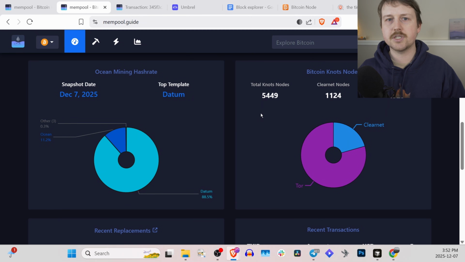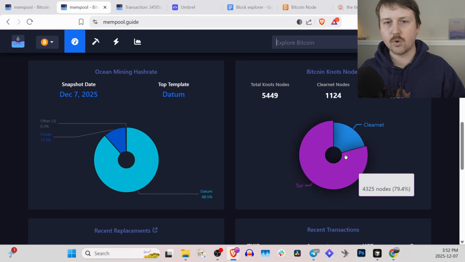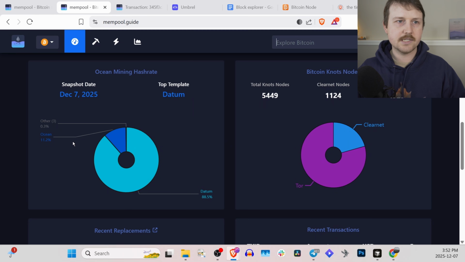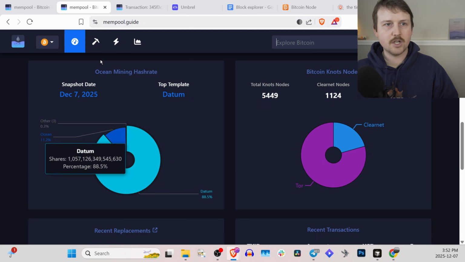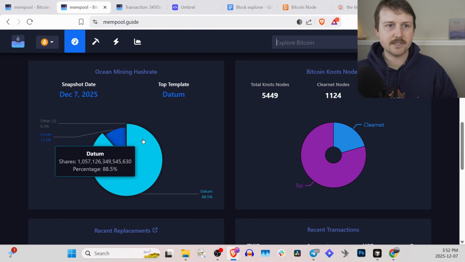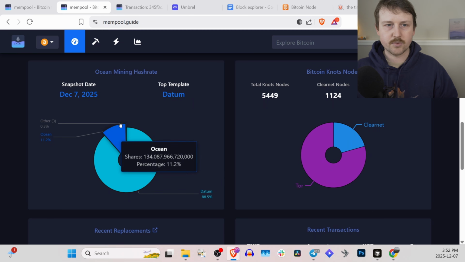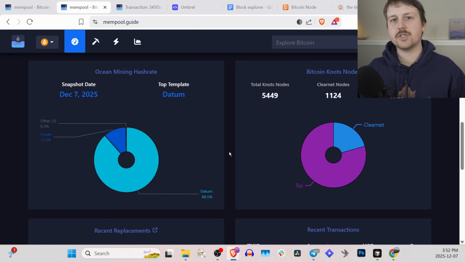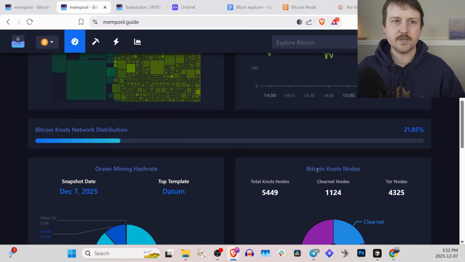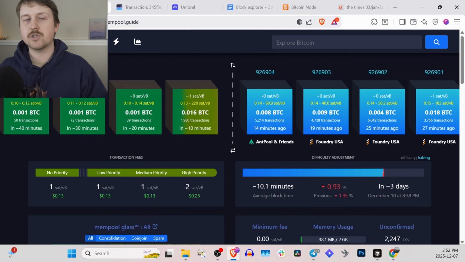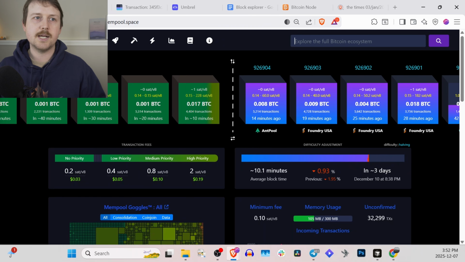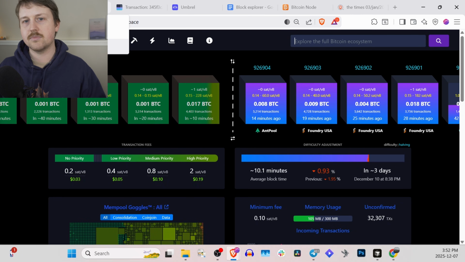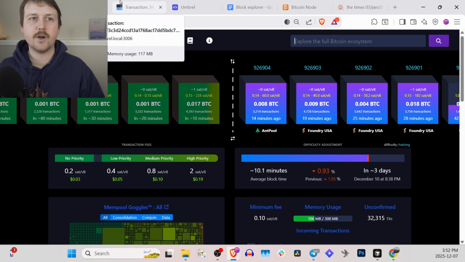This one also has information about different node implementations, how many Knots nodes are on Bitcoin, how many are on Tor versus clearnet, and how much Ocean mining hash rate is on Datum or just straight up through Ocean. So there's some additional information here, and this is a favorite of Knots runners, I would say. These are both services that are available to the public, and you can look through them and figure out the difference, figure out which one you prefer, and all of that.